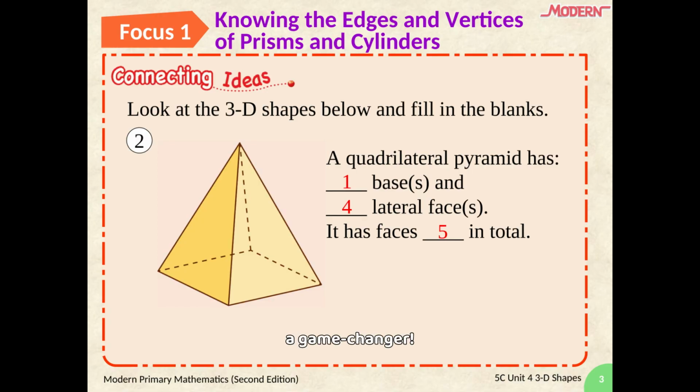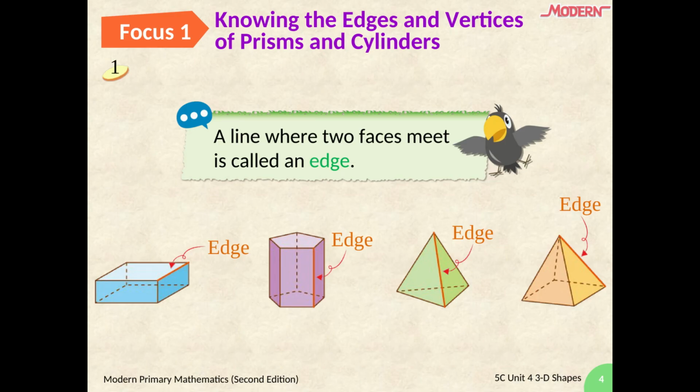It's a game changer. Time to be a detective. Look at the line where 2 faces meet. We call that an edge. It's the sharp part. If you were a tiny ant crawling on a cube, the edges would be the paths you walk on to get from one side to another. Look at the prism, the pyramid, and even that pentagonal guy in the middle. They all have edges. When you see a 3D object, try to trace the lines with your eyes. That line is where the magic, the faces, connect.